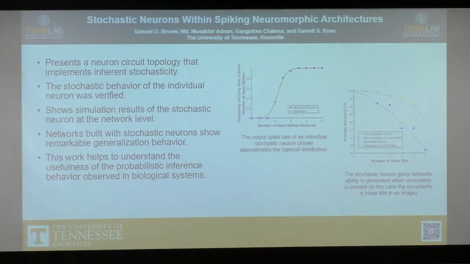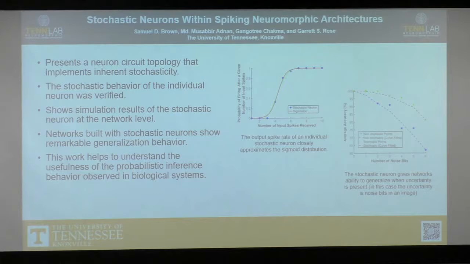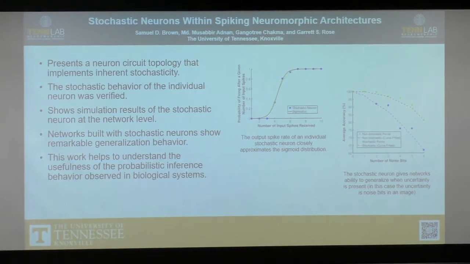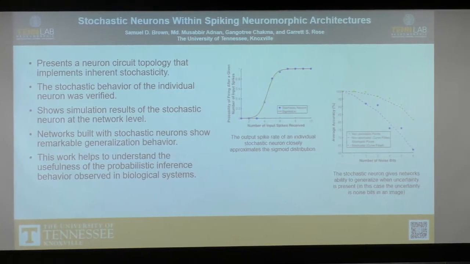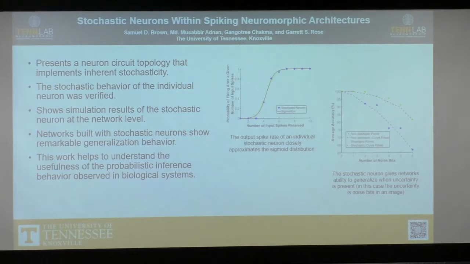Our group here, we propose a hardware implementation of an inherently stochastic neuron, and then we did some work to prove that it was in fact behaving stochastically, and then we implemented it within a higher network level to see what the behavior of its performance would be.